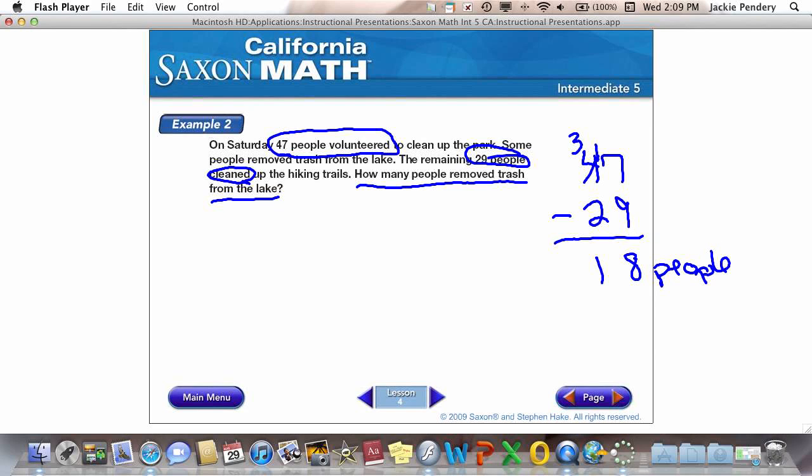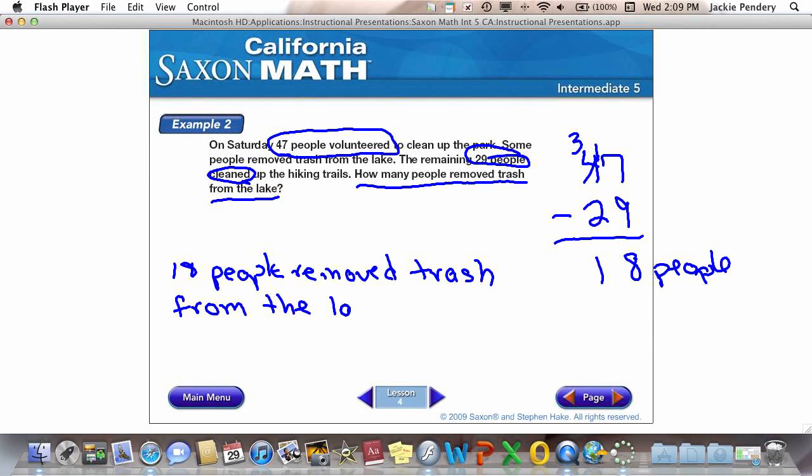I rewrite this into a complete sentence. 18 people removed trash from the lake. Whoa, that is supposed to be a period. Let's try that again. There we go. Okay, that is it.